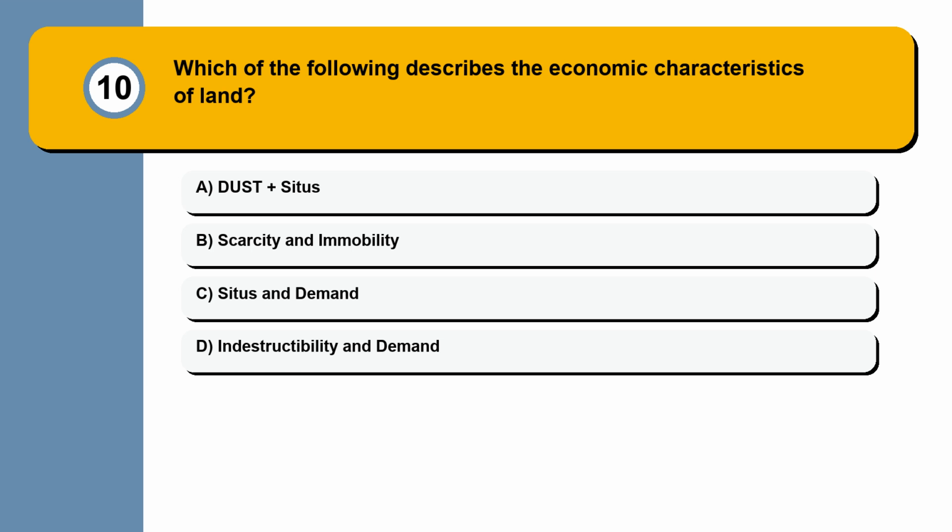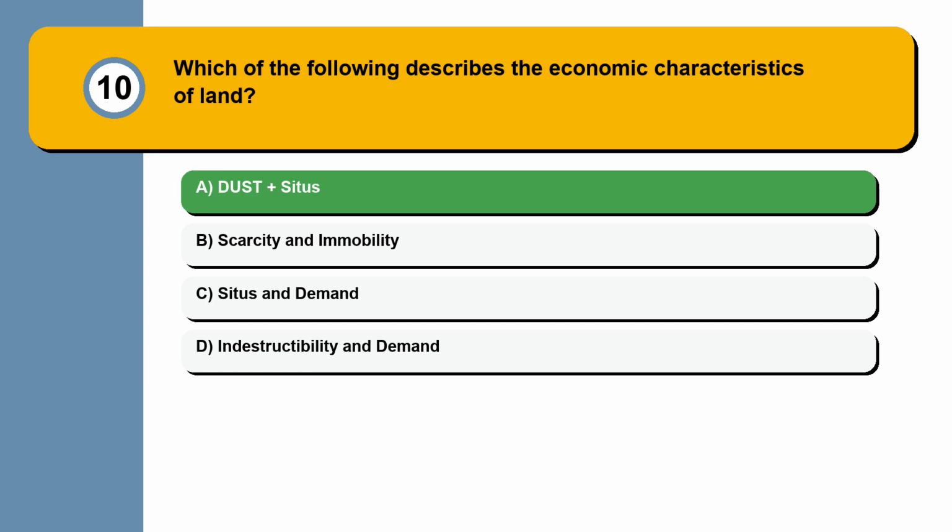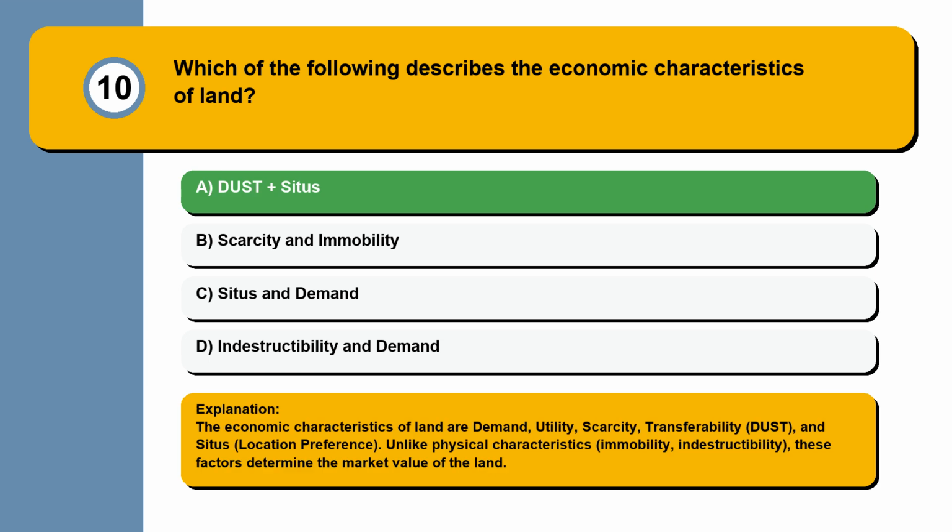Question 10. Which of the following describes the economic characteristics of land? DUST plus situs. Scarcity and immobility. Situs and demand. Indestructibility and demand. The economic characteristics of land are demand, utility, scarcity, transferability, DUST, and situs, location preference. Unlike physical characteristics, immobility and indestructibility, these factors determine the market value of the land.